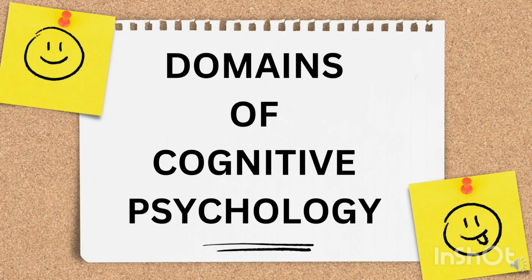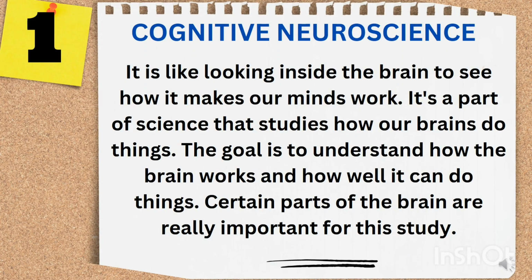Domains of cognitive psychology. First is cognitive neuroscience. It is like looking inside the brain to see how it makes our minds work. It's a part of science that studies how our brains do things. The goal is to understand how the brain works and how well it can do things. Certain parts of the brain are really important for this study.